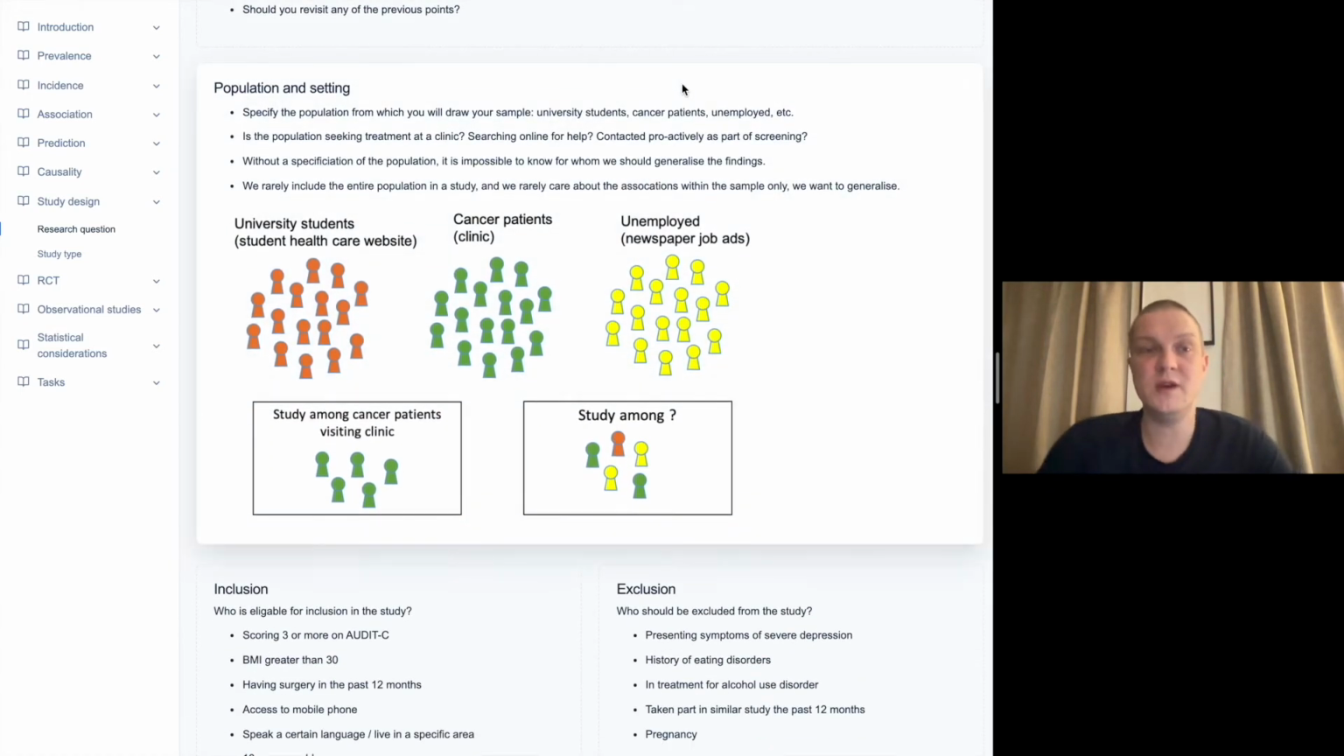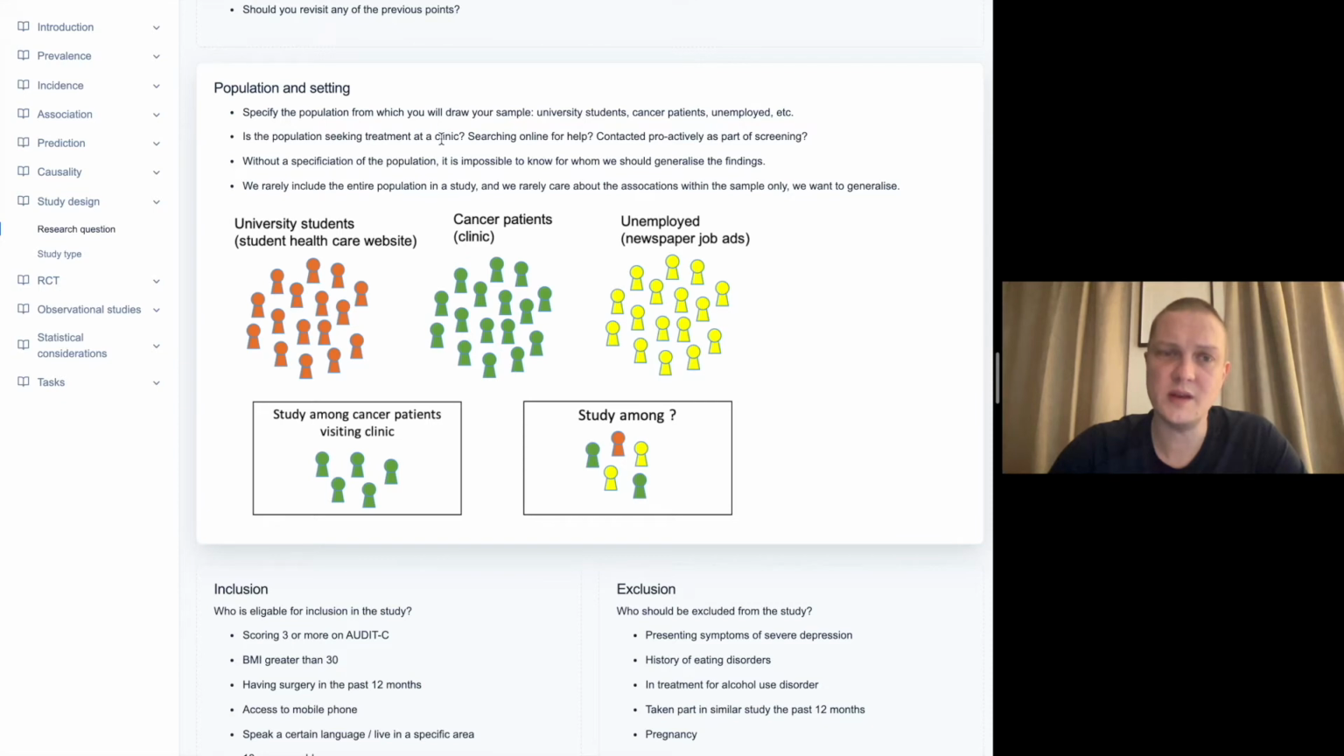The next step is to figure out what your population is and the setting. You need to decide what the population is, because it's going to help you get a sampling frame, and you also need it for generalization. So is the population university students, for instance, cancer patients, unemployed, etc.? What do you call this population? It helps us to generalize your findings. If we do a study within university students, then that helps us to generalize your findings to other university students.